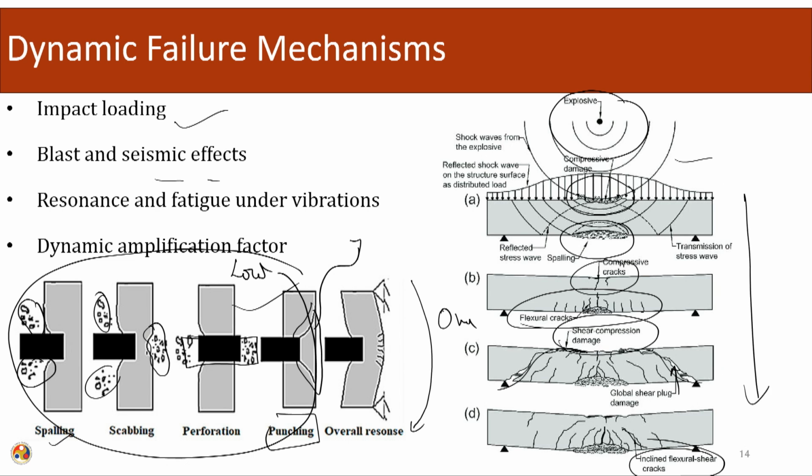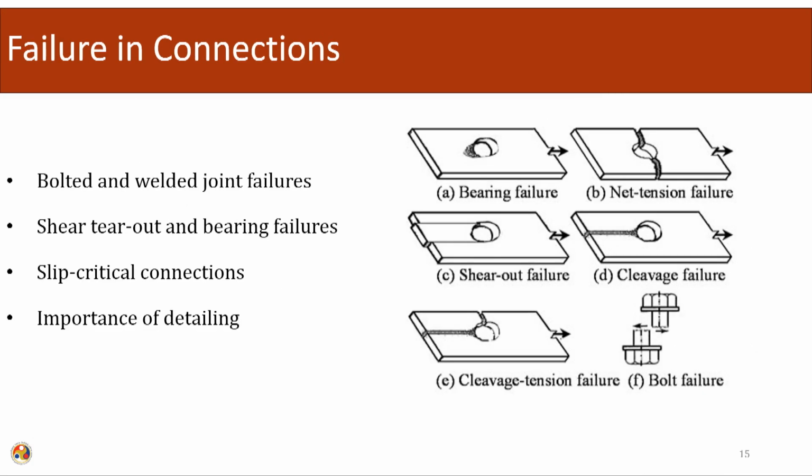So, in addition to blast and impact, failure might also occur due to resonance and fatigue. Here the failures in the connections are shown. This is a bearing failure, tensile failure, shear out failure. Here the entire section has been sheared out. There is a cleavage failure, so only one line of failure is there. Here the bearing area has failed. A tensile split is being observed here, and this is a combination of the cleavage and the tension failure.